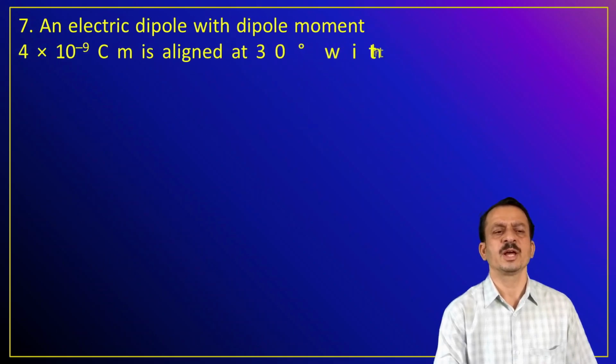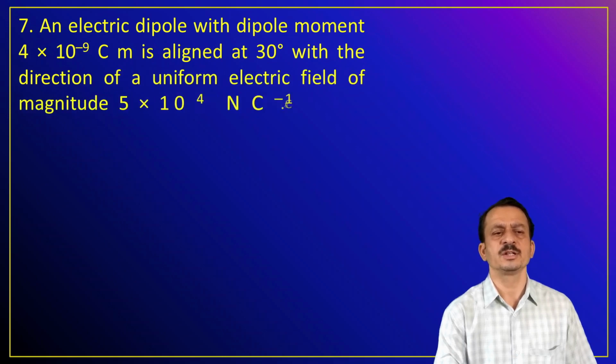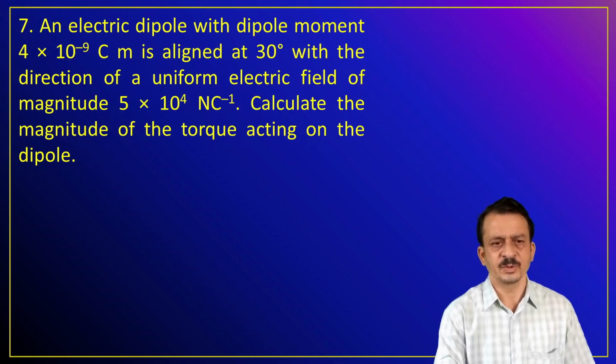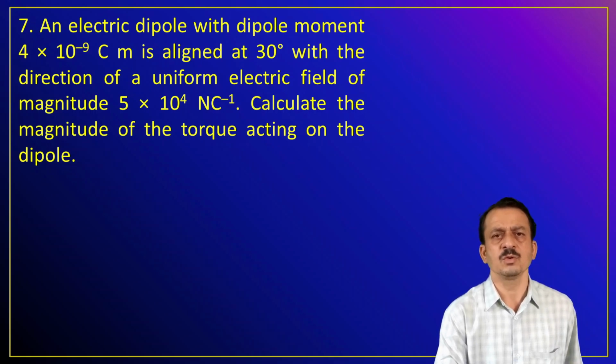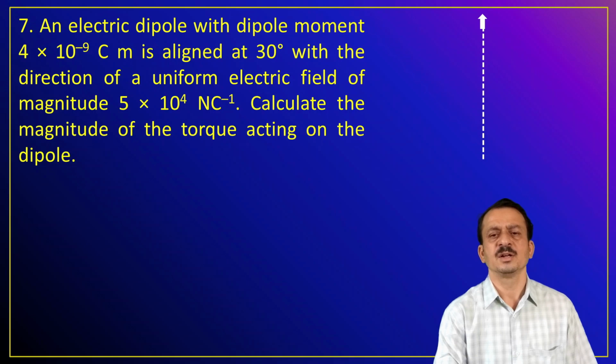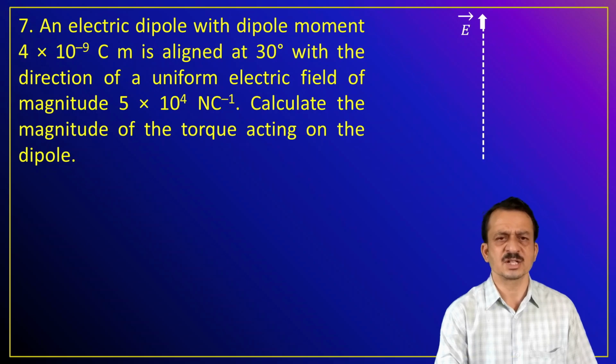An electric dipole with a dipole moment 4 into 10 raised to minus 9 Coulomb meter is aligned at 30 degree with the direction of a uniform electric field of magnitude 5 into 10 to the power of plus 4 Newton per Coulomb. Calculate the magnitude of the torque acting on the dipole. Now here a very simple problem. We have an electric dipole of dipole moment given. It is placed in a uniform external field making an angle of 30 degree. Now the dotted line shows the direction of uniform electric field. Okay, it is vertically upwards.